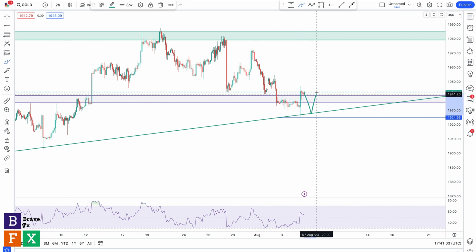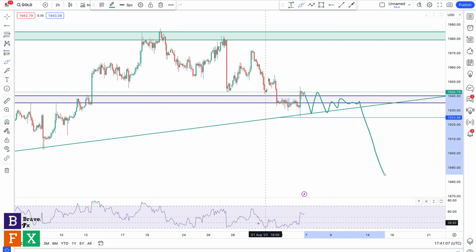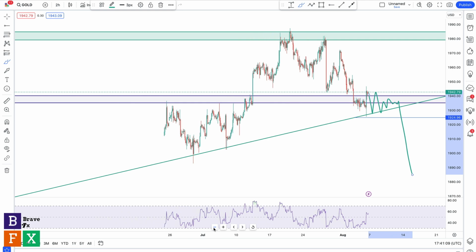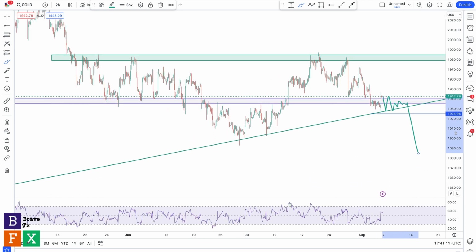So we get a consolidation like this, and then we get a bearish breakout. This is very, very possible. So if we get this, then I'm going to start looking forward to go short. But right now, all we have here seems like a liquidity grab below this area of value.